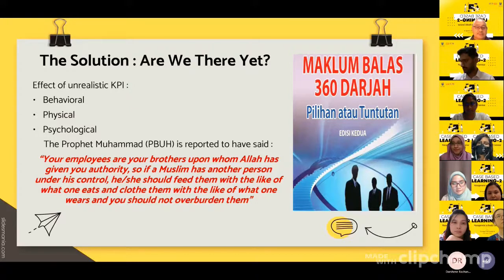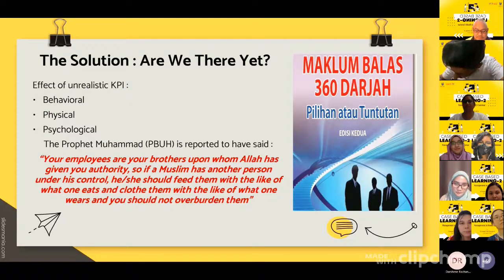That is true fairness, humility, standardization, and not putting unnecessary stress on your employees. Prophet Muhammad SAW mentioned that your employees are your brothers upon whom Allah has given you authority. So if a Muslim has another person under his control, he or she should feed them with the like of what one eats and clothe them with the like of what one wears, and should not overburden them.